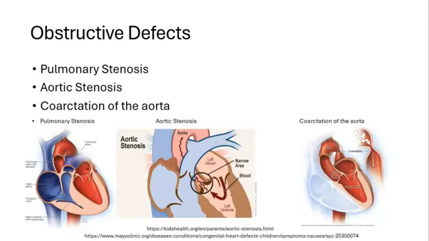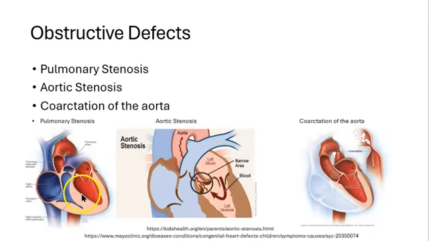Next up is obstructive defects, and just like it sounds, we have blocked blood flow here with obstructive defects. Blood can't get out of the heart easily. The types of defects we'll talk about are pulmonary stenosis, aortic stenosis, and coarctation of the aorta.